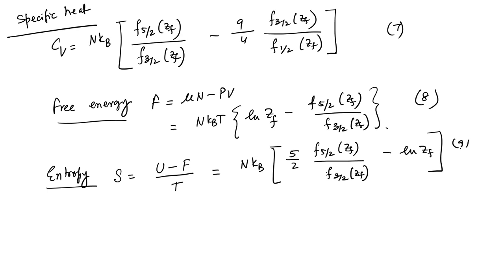Now, we are interested in most of the cases in the low temperature properties of these systems. And in order to get the low temperature properties, we need these forms of the Fermi-Dirac integrals, as expressed at finite but low temperature. At t equal to 0, it's easy. But at finite and low temperature, one has to do a Sommerfeld expansion of these Fermi functions.